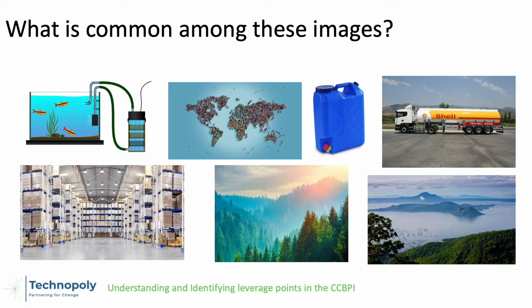Let us look at all these images. What are common things that we can see among these images? One thing that you can notice is that these images represent a variable or an element in the system that is capable of storing or keeping a value or an amount, and that amount is something that we are interested in understanding. We have an aquarium with water, the population of the world, a container tank, a gasoline tanker, the lake in Taal, our forest, and even our warehouse.